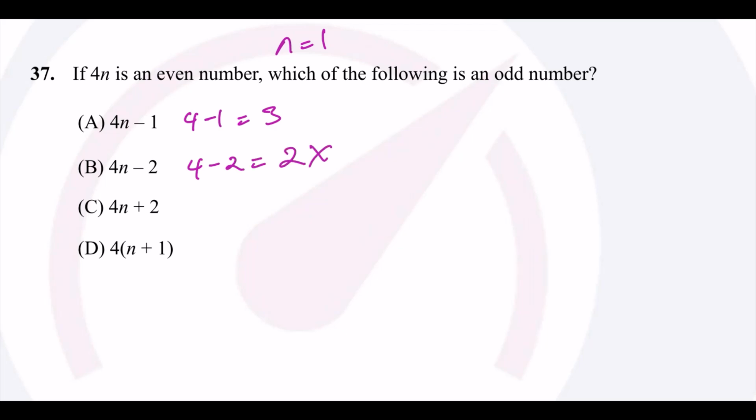So this is an even number. And then 4 times 1 is 4, plus 2 gives us 6, that's an even number. And then 4 times n plus 1, that gives us 3 times 4, which is 12, and that gives us an even number. You could test other numbers also. But the one that best suits our trial and error was A.